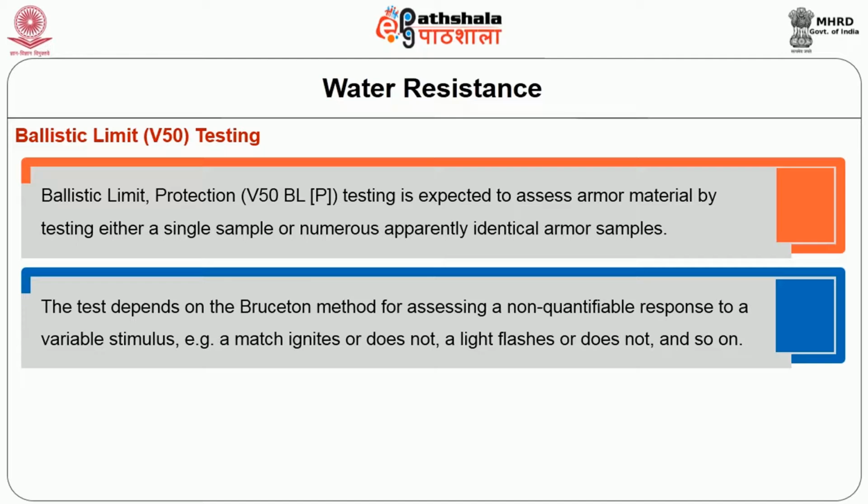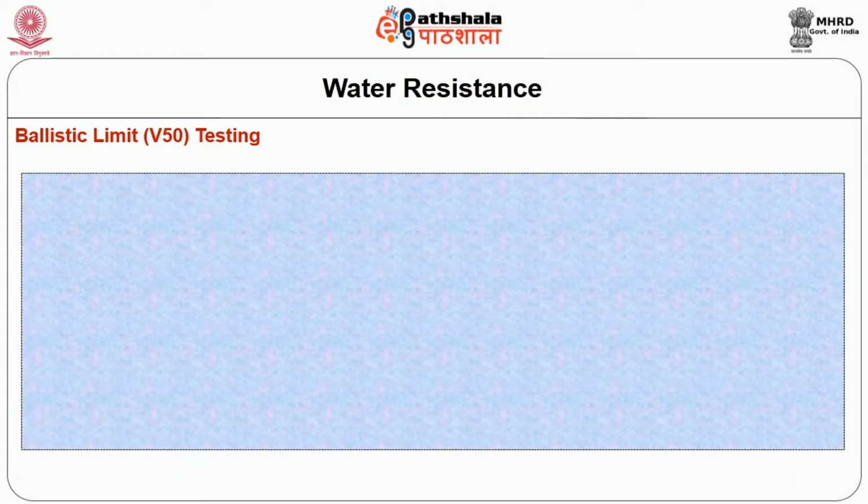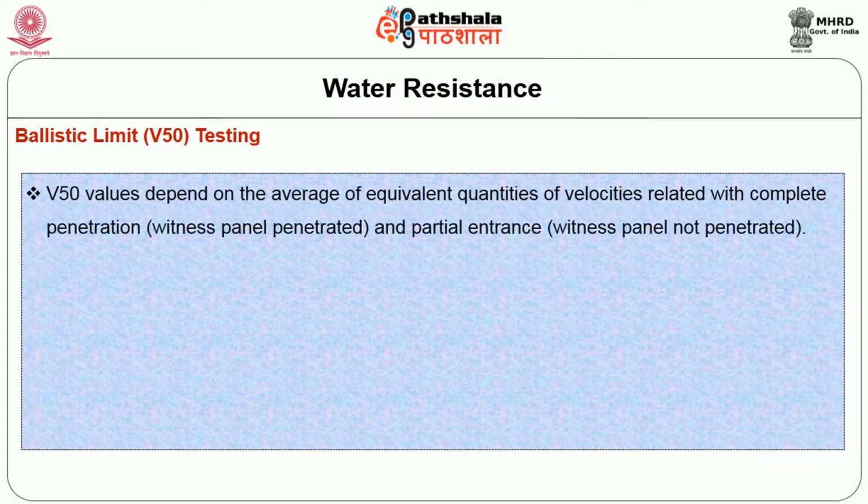To give an example, a match ignites or does not, a light flashes or does not, and so on. These go and no-go outcomes are used to establish a 50% probability of armor efficiency and the penetration aspect. The full penetration curve can also be given. B50 values depend on the average of equivalent quantities of velocities related with complete penetration and partial penetrations.